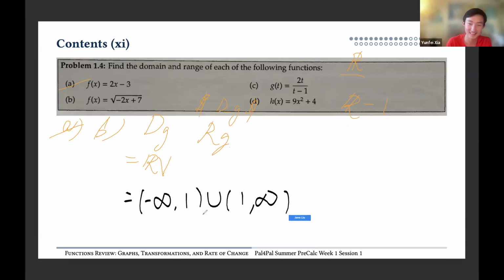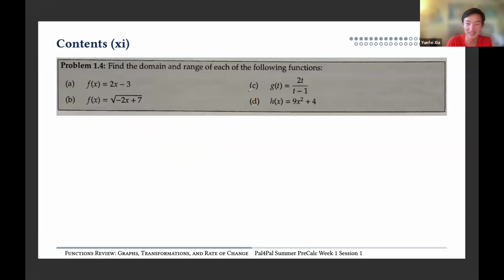And this is the union, I think. Yes. Oh, actually, I was looking at C, it's some difference. What is the range of C? Can somebody type it down? Should be all real numbers besides a single value, right?